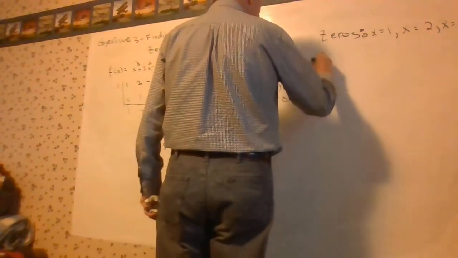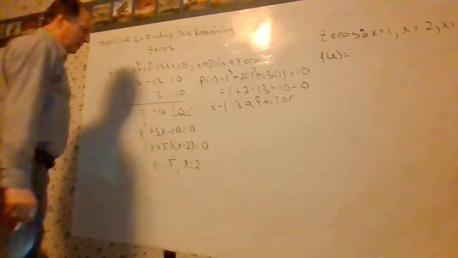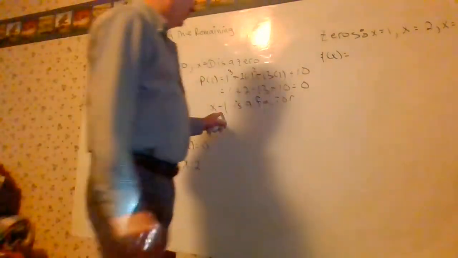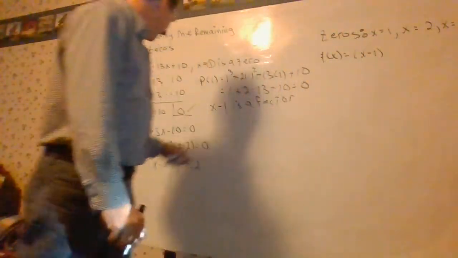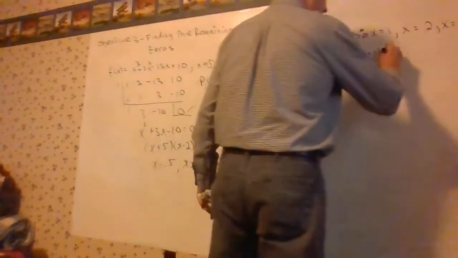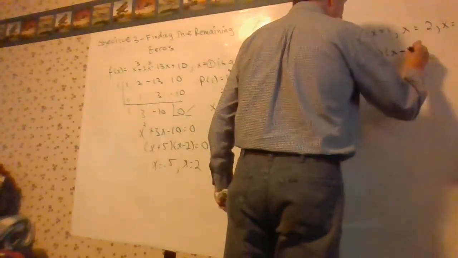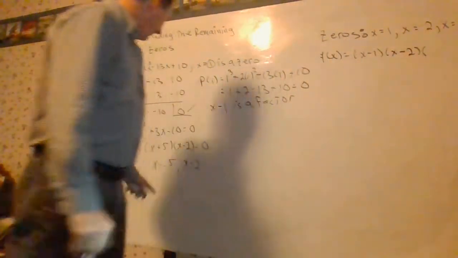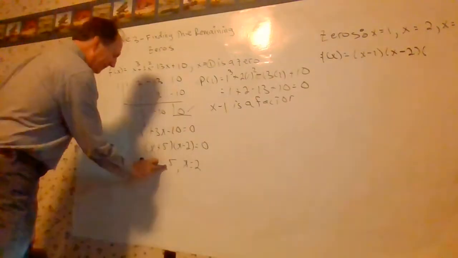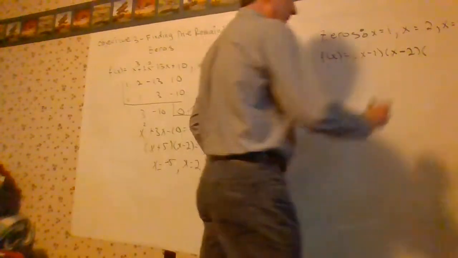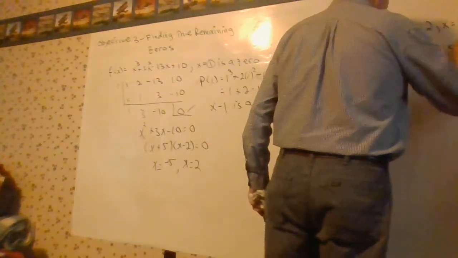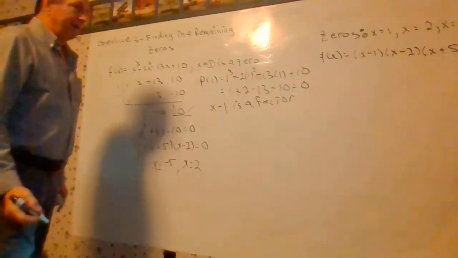Now the factorization, of course, we've completely factored this polynomial. We have x minus 1. X equals 2 corresponds to a factor of x minus 2. And x equals negative 5 corresponds to a factor of x plus 5. So we've completely factored the polynomial.